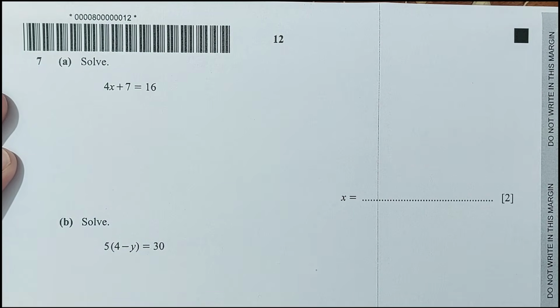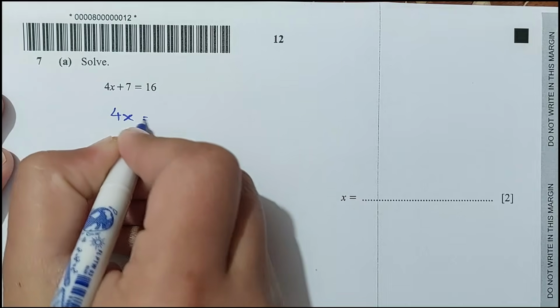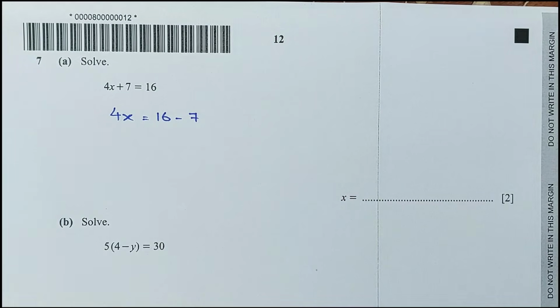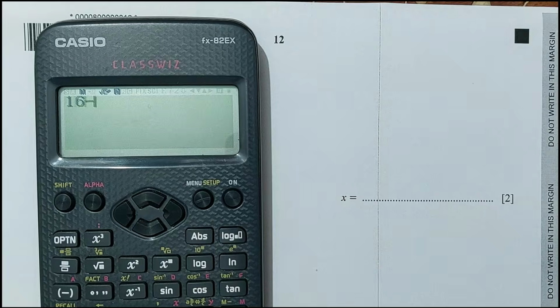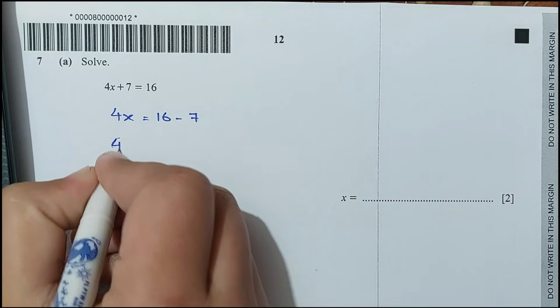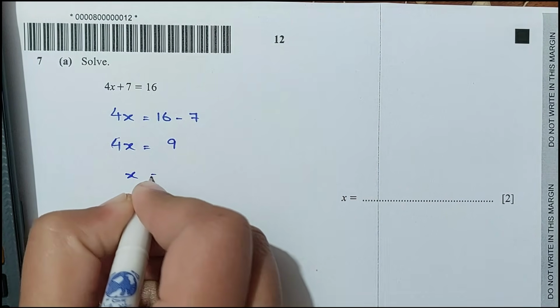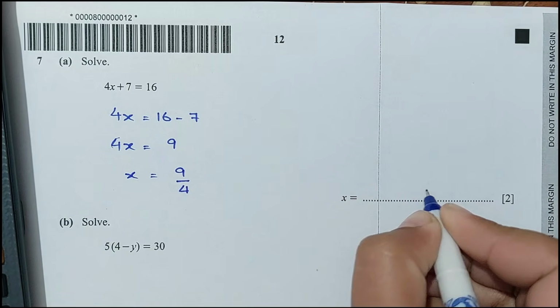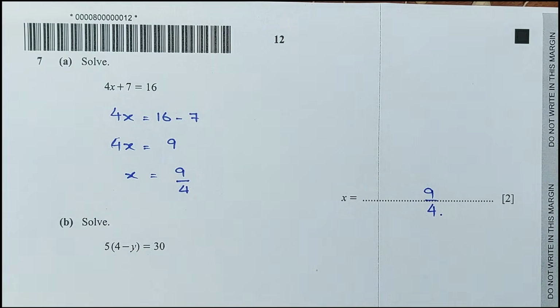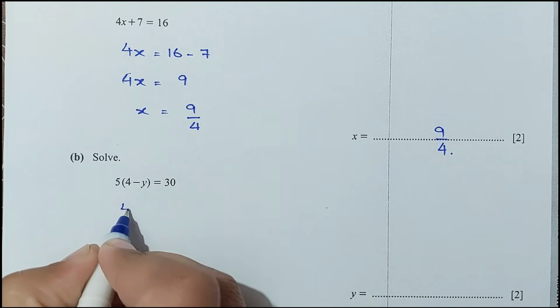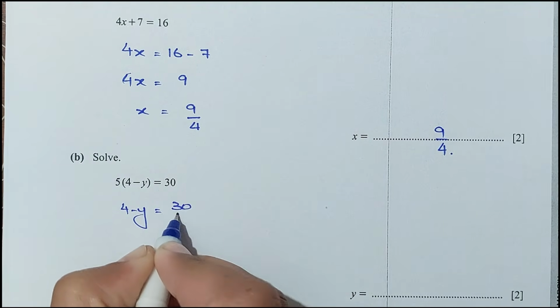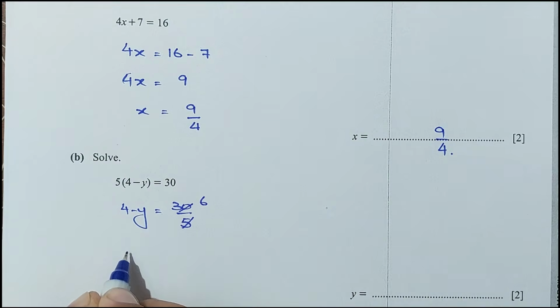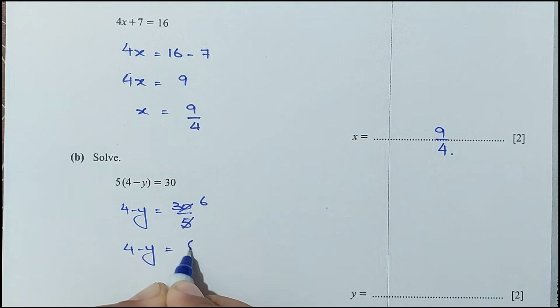Question number 7, part A, we have to solve this equation. So 4x would be equal to 16, take away 7. Shifting the 7 to the other side, this becomes 16 minus 7 is 9. So 4x equals 9, so x equals 9 by 4. Part B, we have to solve this. 4 minus y equals 30 by 5. 5 times 6 is 30. So 4 minus y equals 6, and 4 minus 6 equals y. So the y value is negative 2.